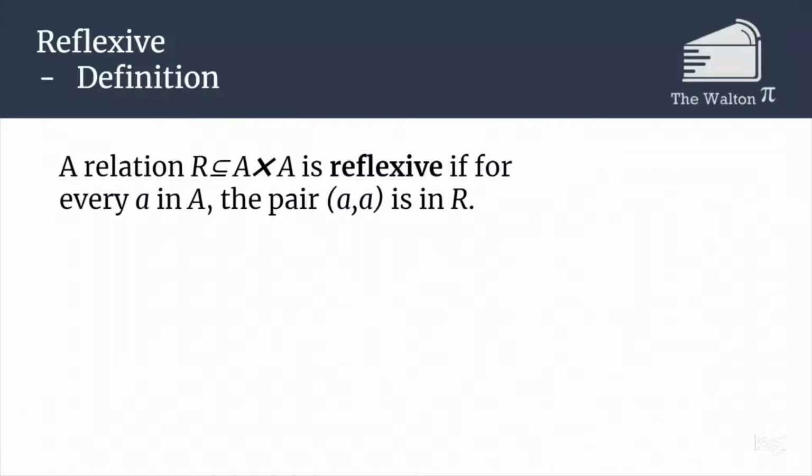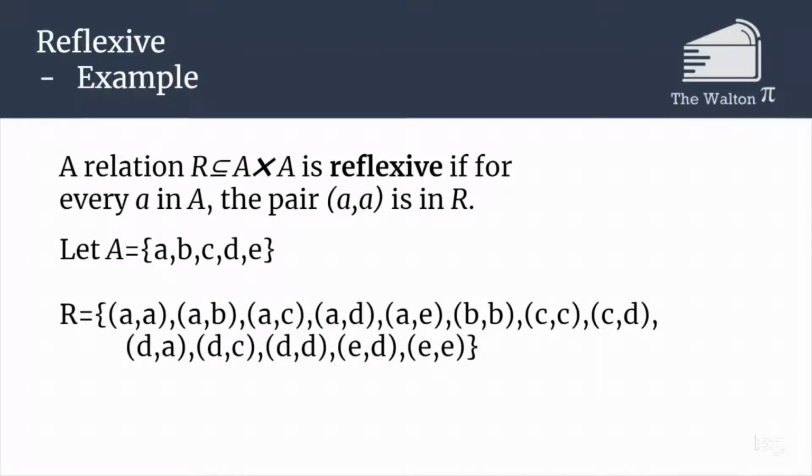The first of these are reflexive relations. A relation from A cross A is reflexive if for every single little a in the set A, the pair A comma A is in the relation R. So, if the set A is the set containing A, B, C, D, and E, would this be a reflexive relation? Look to see if for every element in A, the pair, for example, A comma A or B comma B, is in the relation.